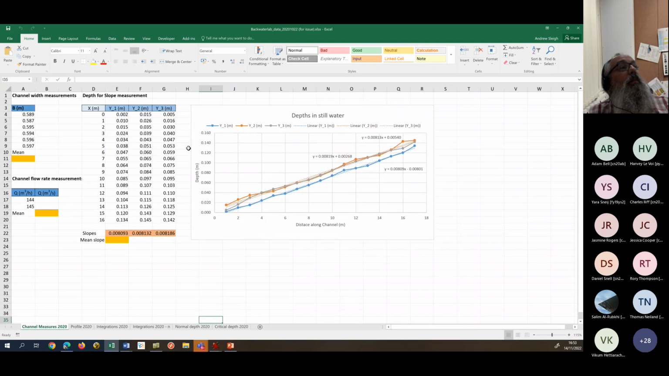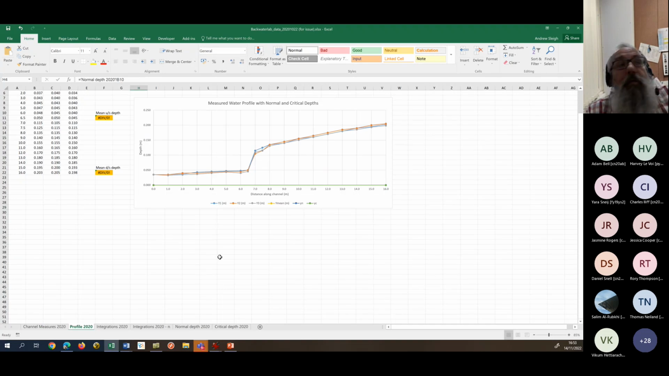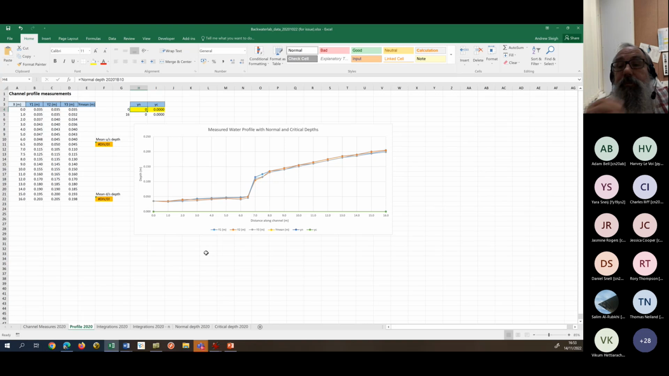Where's the data? This is the exact same spreadsheet that you've got. Let me just have a look at these questions. So on the profile graph, you're looking at this profile graph, Charlotte. Normal depth stays the same below the critical depth, even after the hydraulic jump.